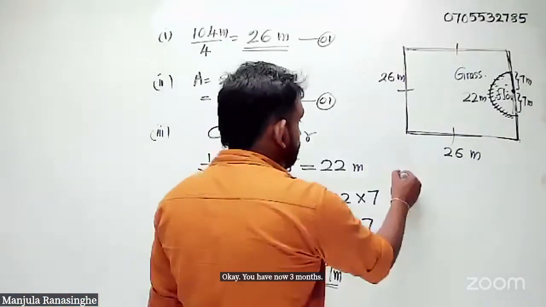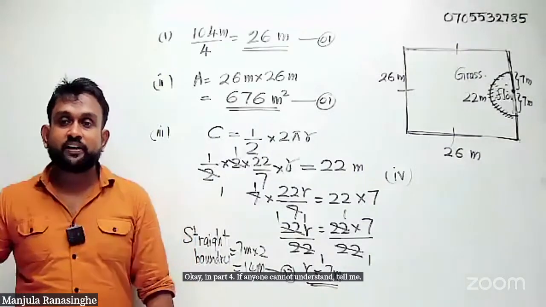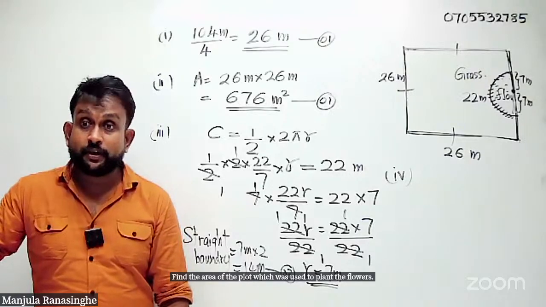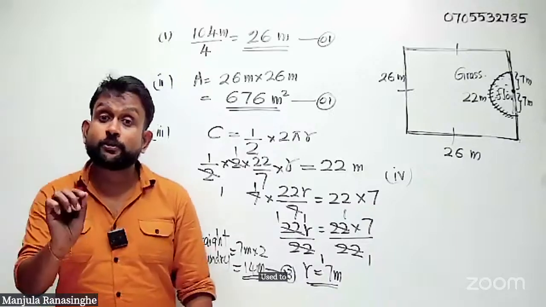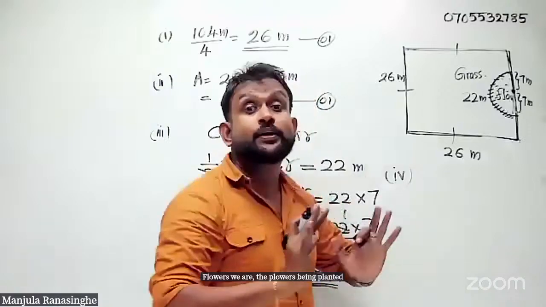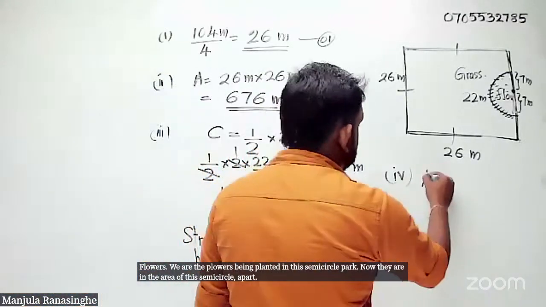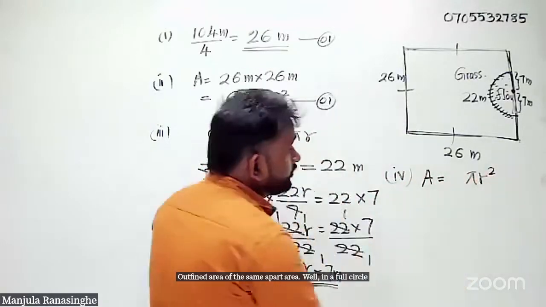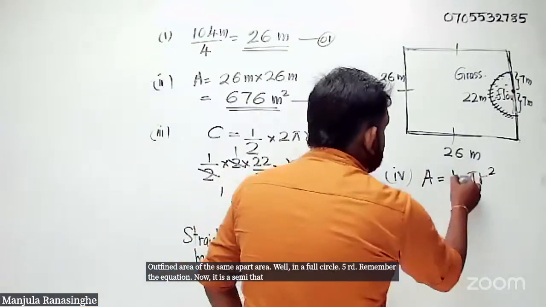Then part 4, if anyone cannot understand, tell me. Find the area of the plot which was used to plant the flowers. They are asking for the area used to plant the flowers. Where are the flowers being planted? In this semicircular part. Now they are asking for the area of this semicircular part. How to find it? Area of a full circle is πR squared. Remember the equation.